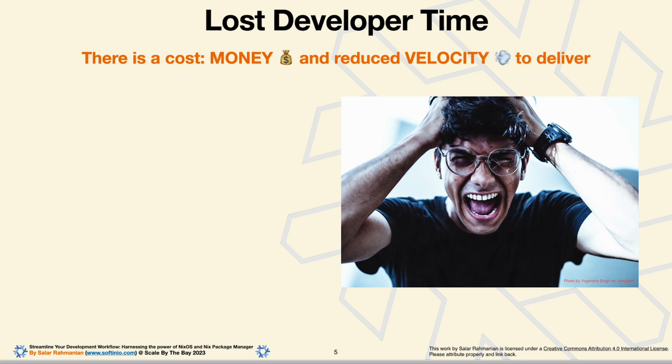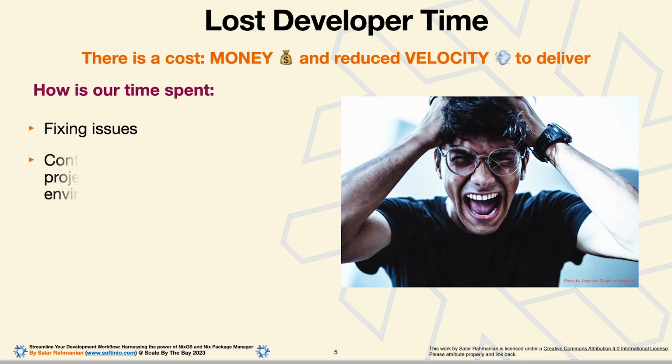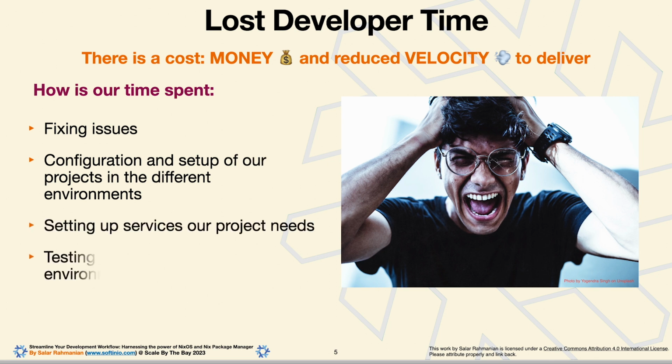Now let's talk about lost developer time. There is a cost, money, and reduced velocity to deliver your work. We spend our time fixing issues due to the non-determinism we discussed. We have to spend time maintaining the different environments, creating different configurations, possibly using different tools to do it. Then we need to set up the different services our project needs, like Postgres, Kafka, in all the different environments and stages of our workflow. And finally, all of these environments do need to be tested.